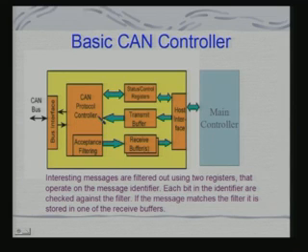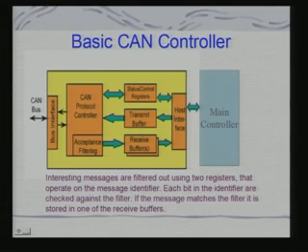So, what will the protocol controller do? It will check for that particular value in the identifier field of the CAN message. If these two values match, then it is stored in one of the receive buffers. There can be multiple such receive buffers. If there is a match between the value loaded in that register and the identifier field of the frame being received, then the data part of that frame is stored in the receive buffer, and from the receive buffer it will get transferred to the main controller for processing.